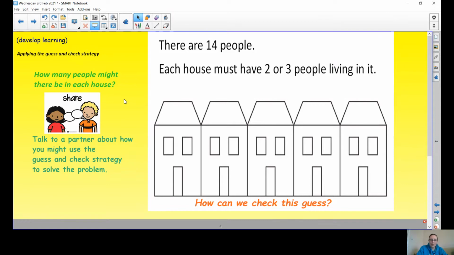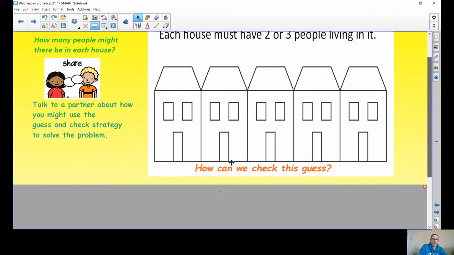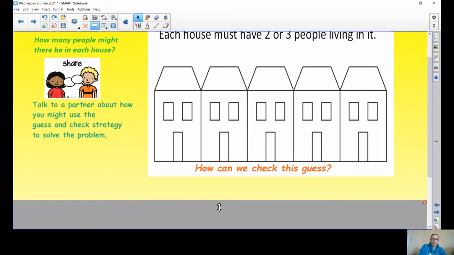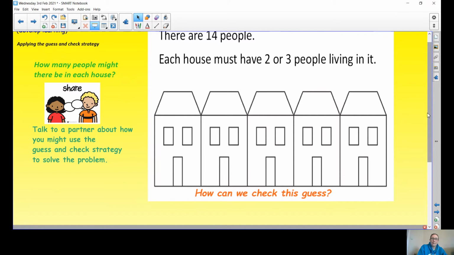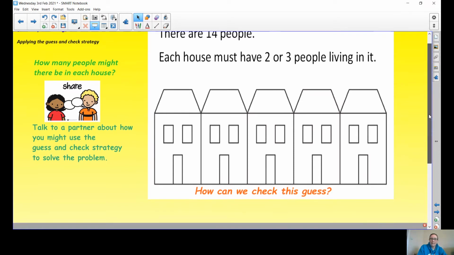Right, how did you get on with those 10 people in those 4 houses? Good, well done. Now you'll notice I've got another house here. I've got 5 houses and I've got 14 people. Now each house must have 2 or 3 people living in it. Now I wonder how many people might there be in each house? Talk to your grown-up at home about how you might use a guess and check to solve the problem. So draw yourself 5 houses. Each house must have 2 or 3 people living in it.